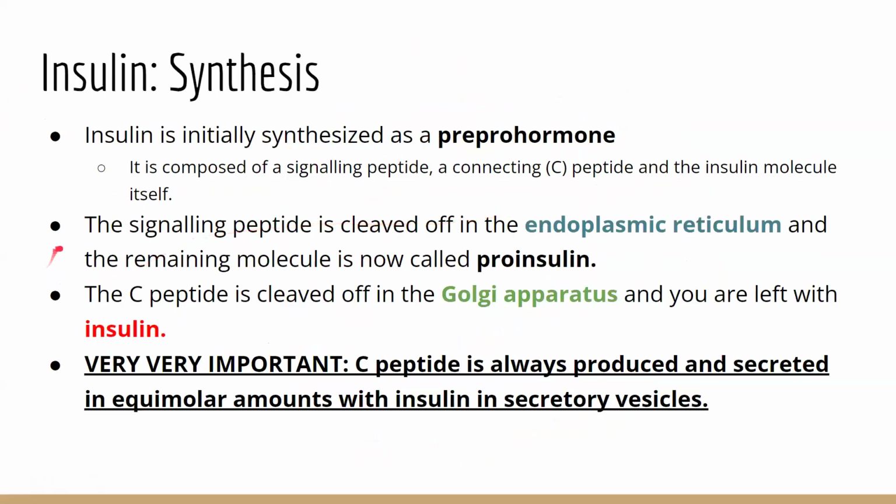First off, when insulin is synthesized as a molecule, the signaling peptide will be cleaved off in the endoplasmic reticulum. You should be familiar with this by now. The remaining molecule will be called proinsulin, which we saw earlier. Then the C peptide, or the connecting peptide, is cleaved off in the Golgi apparatus, and you're left with insulin. It's really important to note that this C peptide is always produced and secreted in equimolar amounts with insulin in secretory vesicles. Let me explain what I mean in a sec.